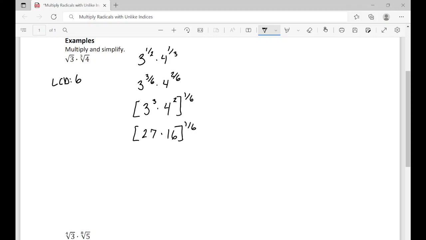27 times 16 is going to give me 432 to the 1/6. And since I was dealing with roots before, I'm going to end with roots. So I'm going to take the 6 and move it back to the front, and I'm going to get the 6th root of 432. So when you multiply these two radicals together, even if they have a different index each, it comes out to this.